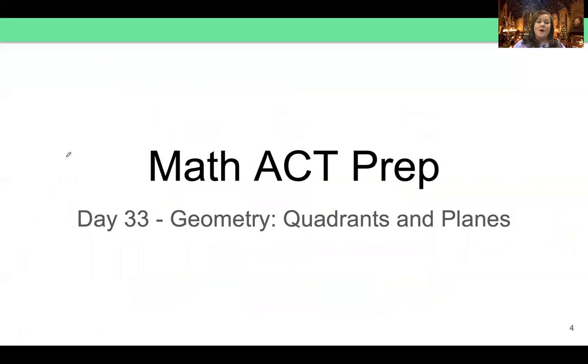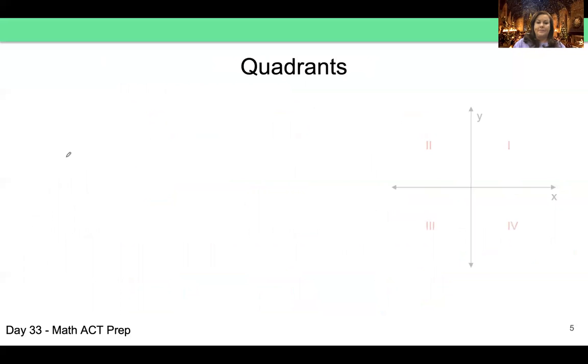Okay, let's go on to the lesson today. So we are entering into the geometry section of the ACT, and we're going to talk about quadrants and planes. You should all know what the 4 quadrants are, and you should know where their placement is. Now, just a little FYI, because I always wondered, why did it go 1, 2, 3, 4 when we write right, left, right?